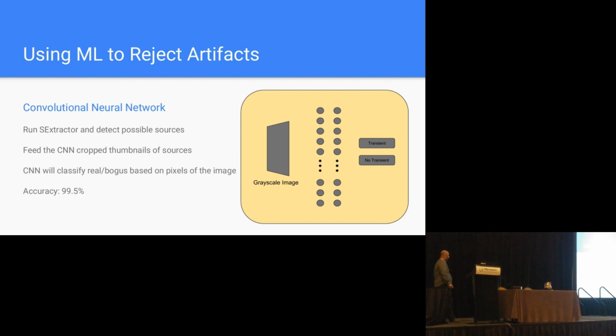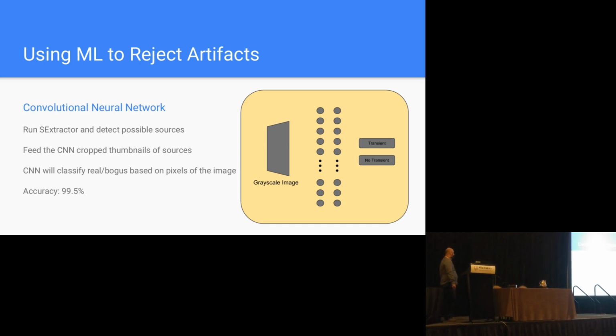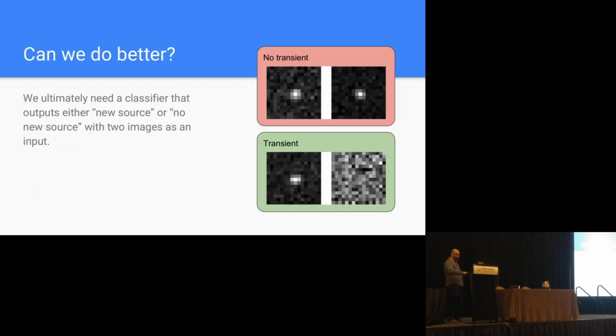And for this CNN, we were feeding thumbnails of the difference images to the CNN, and then the CNN would classify it as a real transient or as a subtraction artifact. We reached accuracy of 99.5%, so that's pretty good with this method. The question that remains is, can we do better? And by do better, I mean, can we get rid of doing the image difference?